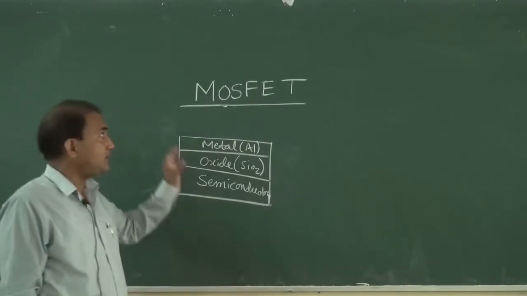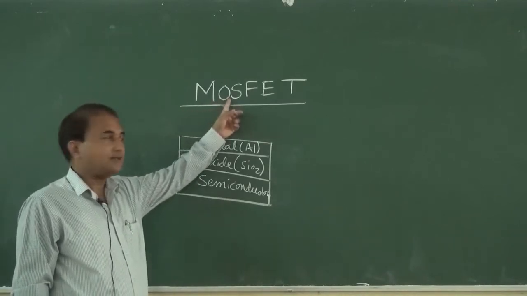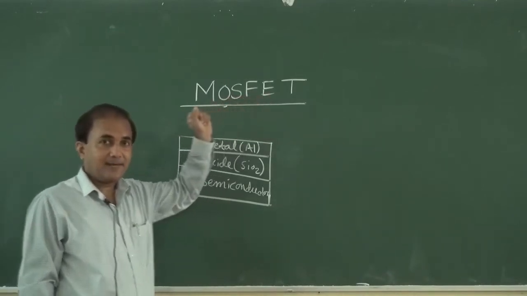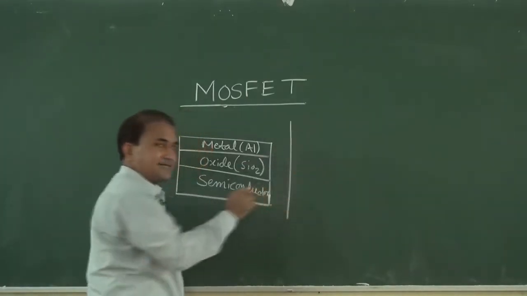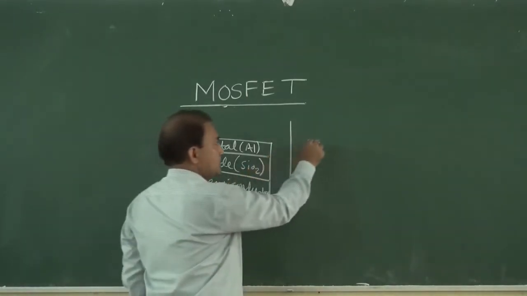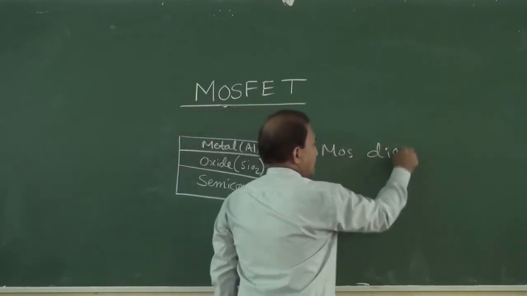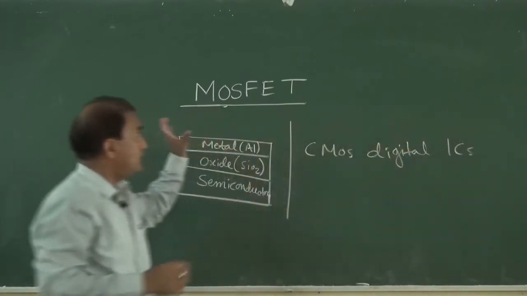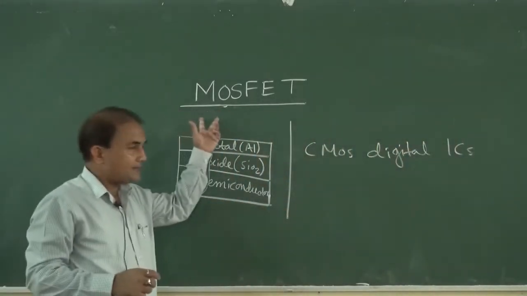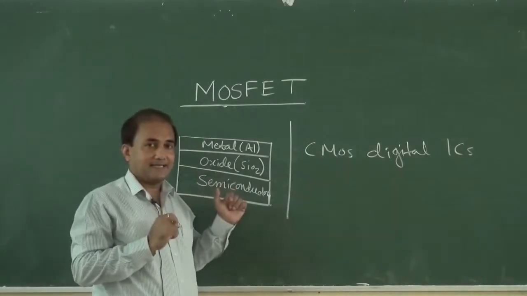We will study about MOSFET, that is metal oxide semiconductor field effect transistor. MOSFET is generally used in almost all CMOS digital integrated circuits.